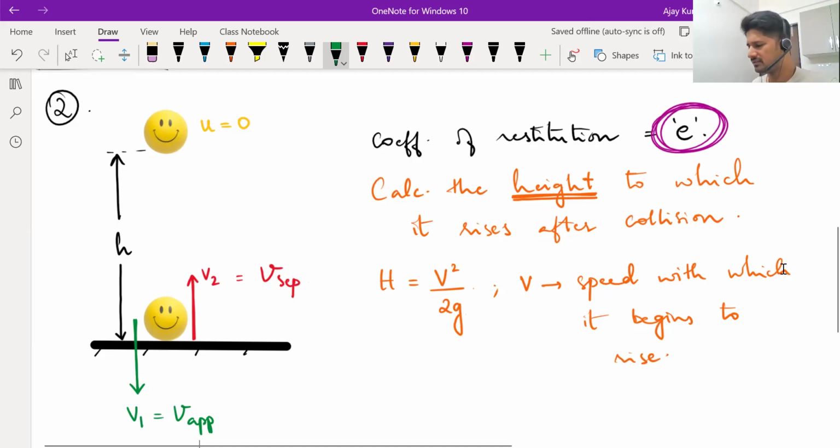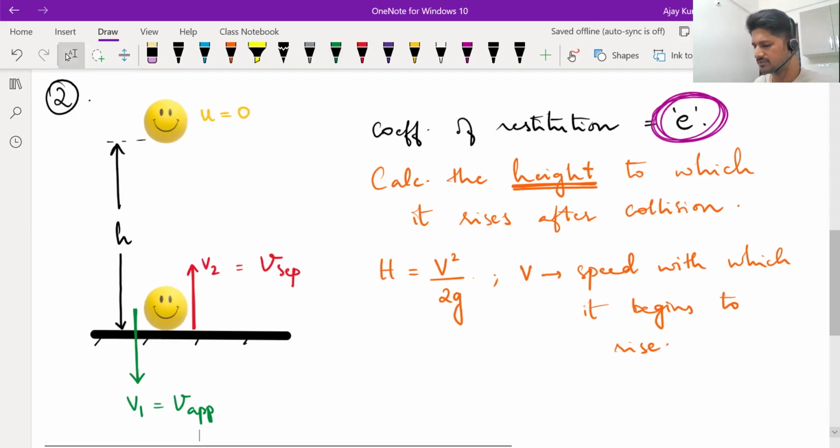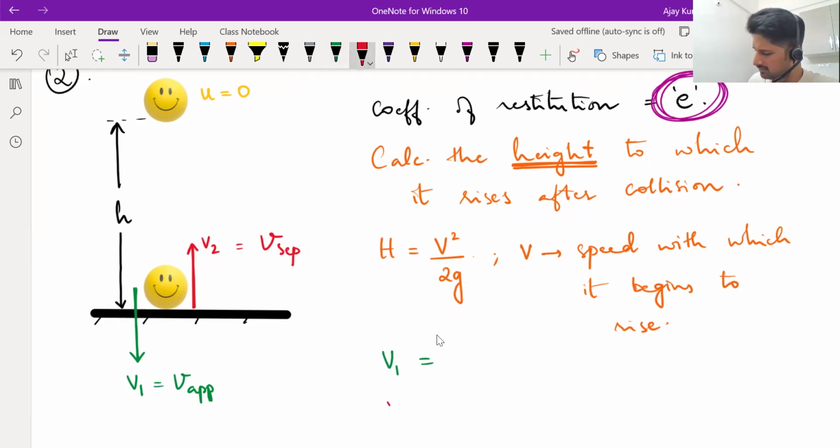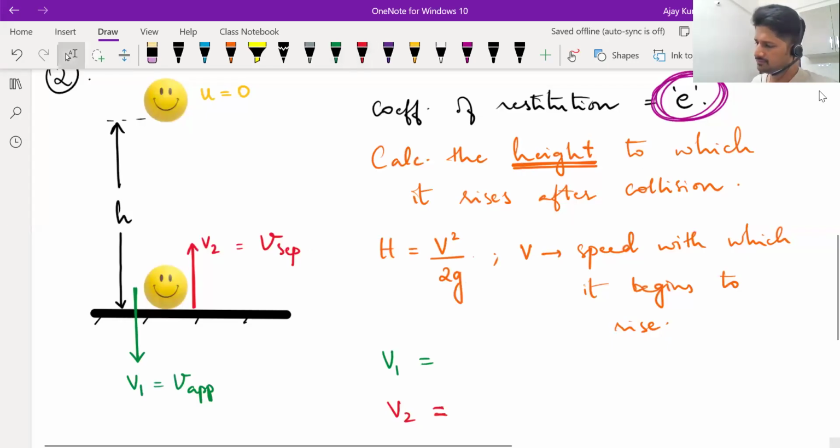Okay, so there are three things that you need to find out here. You should first find out with what speed it hits the ground. Then you find out with what speed it rises from the ground. Then you find out the height to which it rises. Okay, try this, both of you. Get V1, then in terms of coefficient of restitution, get V2. With that, get the height to which it rises.